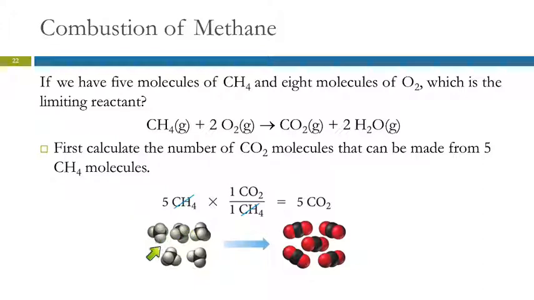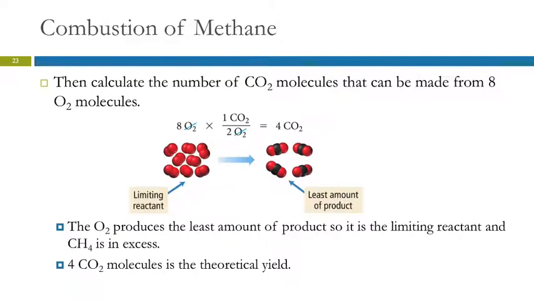So 5 molecules of methane. We get 1 molecule of CO2 for each molecule of methane. If we had enough oxygen, this would react to form 5 molecules of CO2. You okay with that? Then we're going to take the oxygen and do the same sort of calculation. We're told that we have 8 molecules. We get 1 molecule of CO2 from every 2 molecules of oxygen. So we do the math there, and that tells us we can get 4 molecules of CO2.